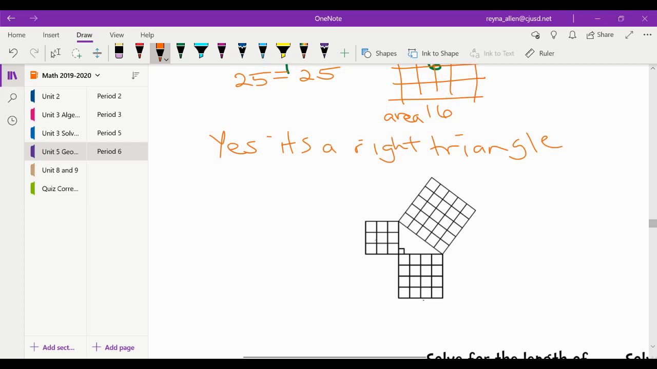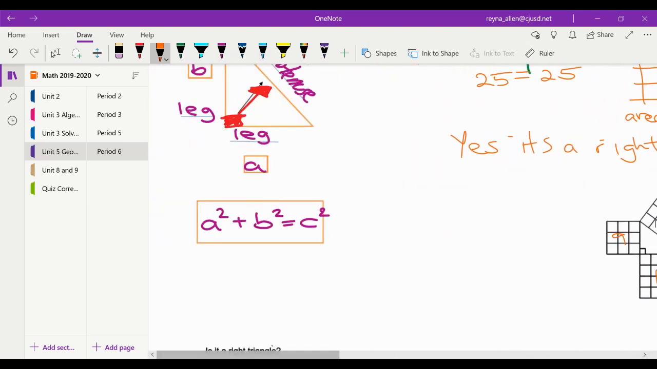Oh, look right here. I had it right here. So 3 by 3, there's 9 here. 4 by 4, 16. 5 by 5, 25. If I do 9 plus 16, that does give me 25. Okay, so let's take a look at some of these other ones.